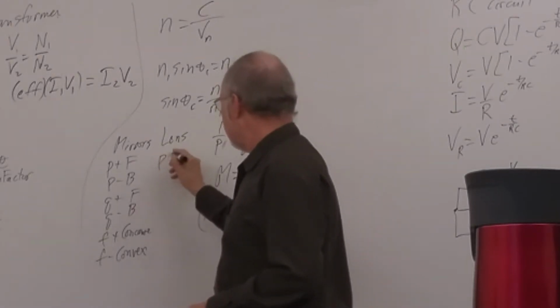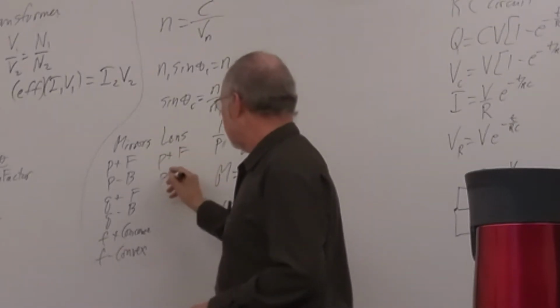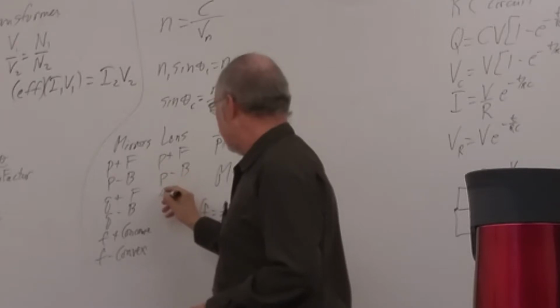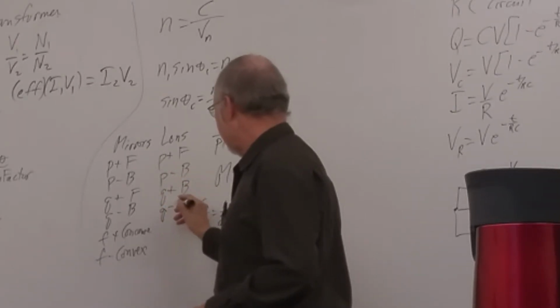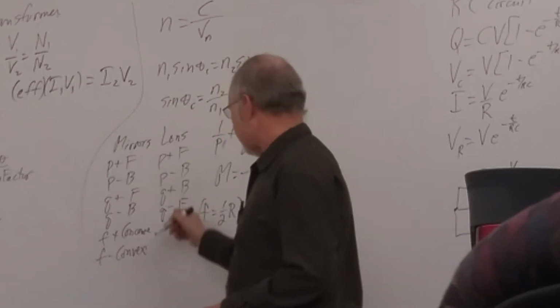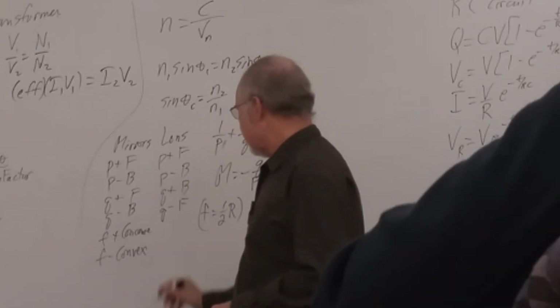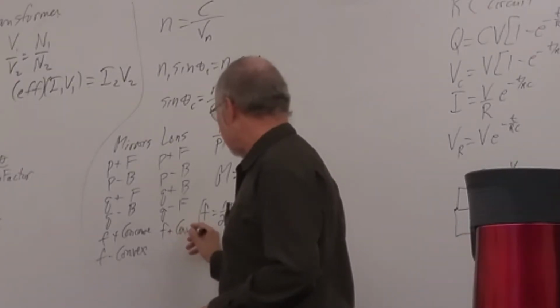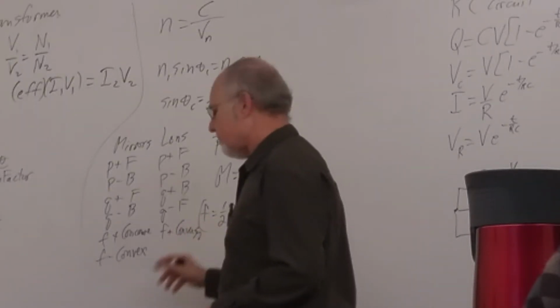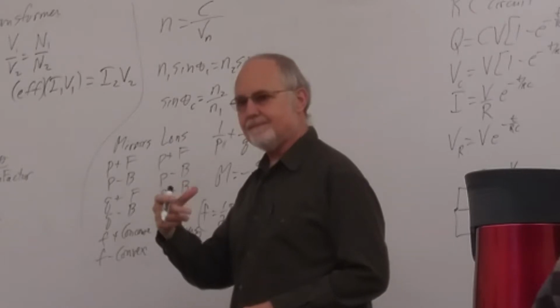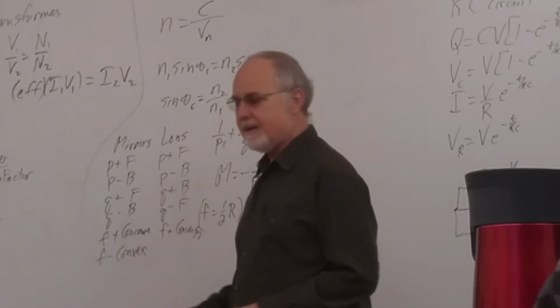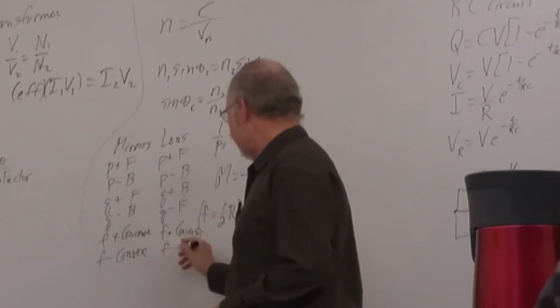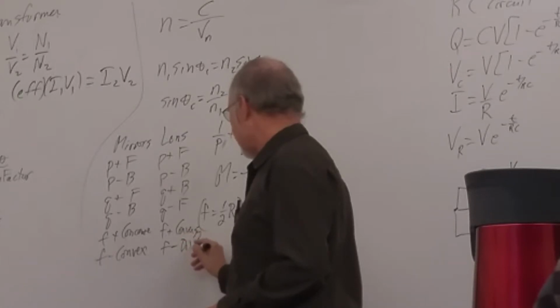For a lens, p is positive on the front, negative on the back. q is positive on the back, negative on the front side. That's the difference between mirrors and lenses. And focal length is positive if it's a converging lens, think of the magnifying glass type lens. And it's negative if it's a diverging lens.